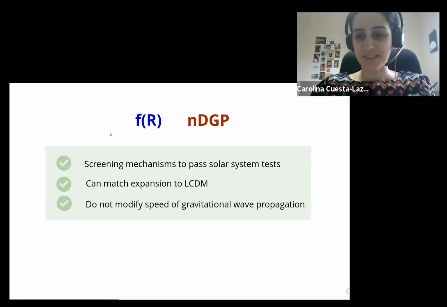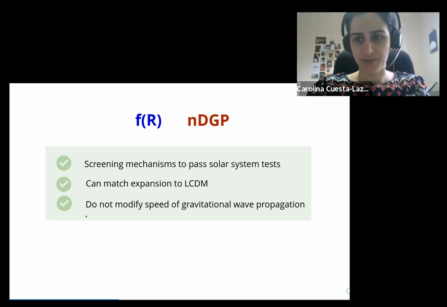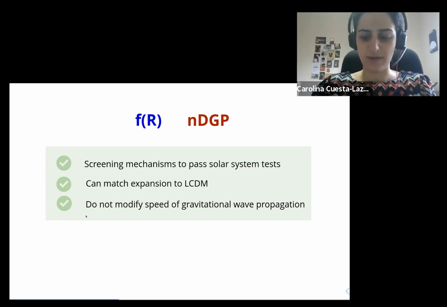These models can also match the expansion history of lambda CDM, so how the acceleration of the universe is changing as a function of time, and they don't modify the speed of gravitational wave propagation. So these are all very good things that allow us to use these models and constrain data because their parameter space is not completely ruled out.